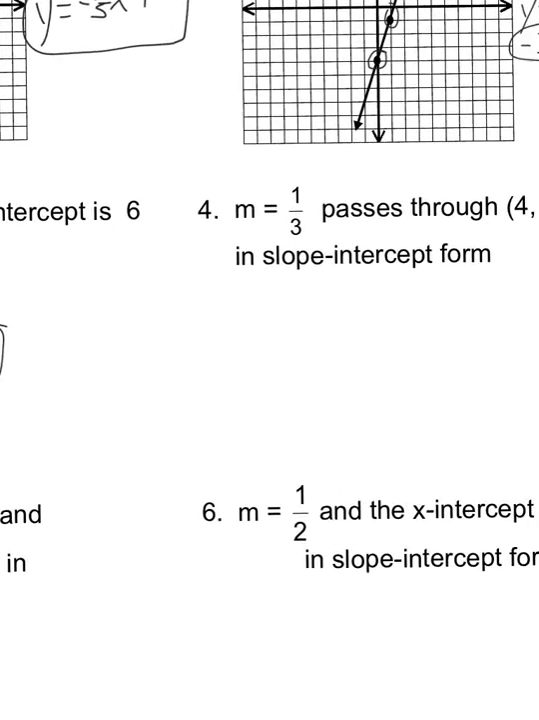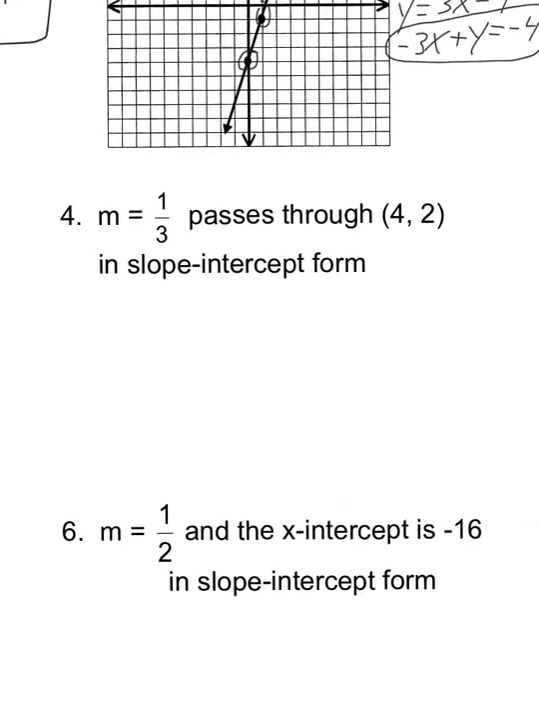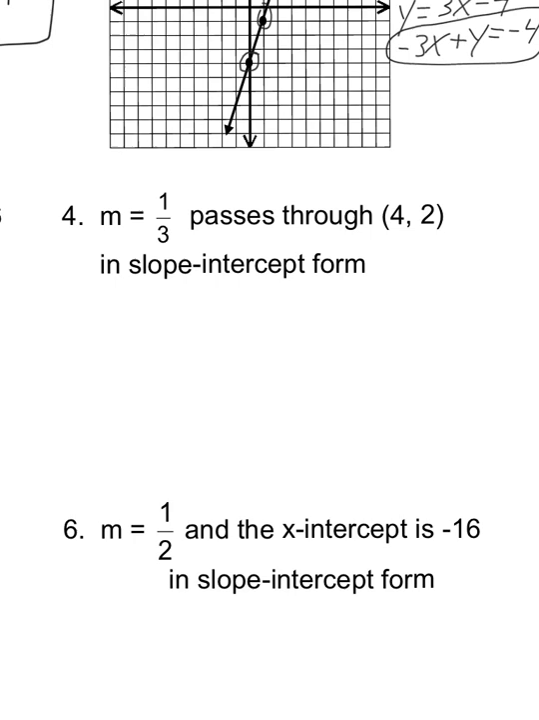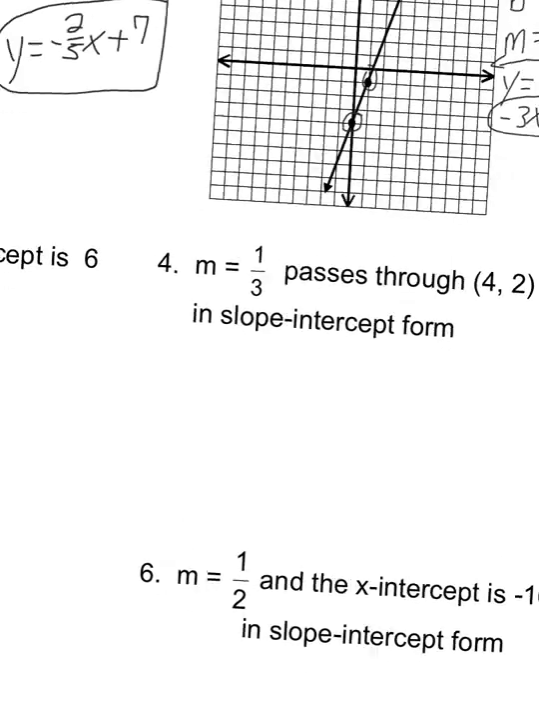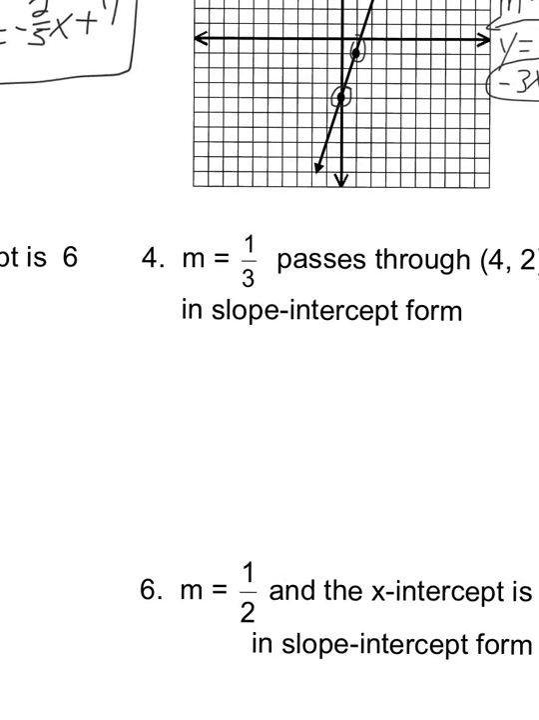Number 4. It's giving me my slope, but it's also asking for a line that passes through that point, (4, 2). So we need another formula. And that formula that we're going to need is called the point-slope form. So we want to write that down, point-slope form.